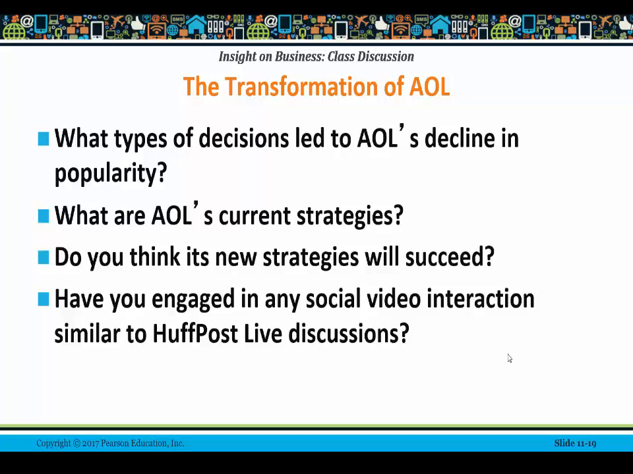The following are some discussion questions for this case. What types of decisions have led to AOL's decline in popularity? What are AOL's current strategies? Do you think its new strategies will succeed? Have you engaged in any social video interaction similar to HuffPost Live discussions?